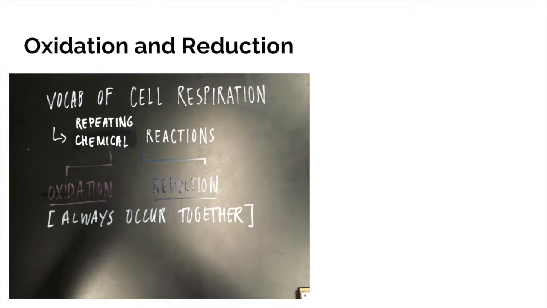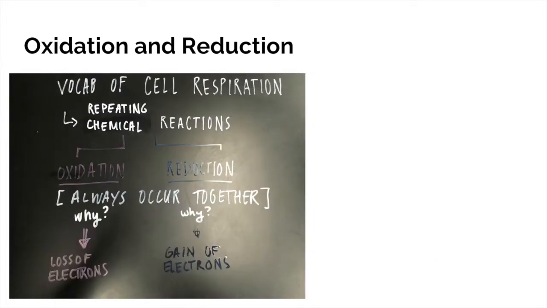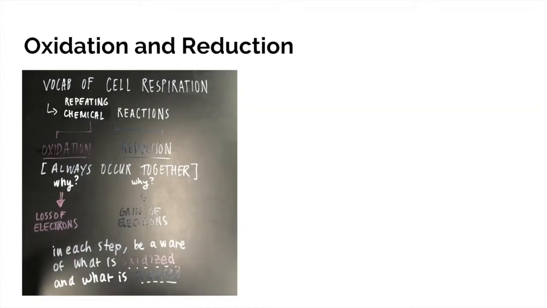These always occur together because they are opposites, right? So if one molecule is gaining an electron, the other one is losing it, and vice versa. Why? Because they're complementary processes. One is the loss and one is the gain of electrons. So for the remainder of this video, you need to keep in mind, in each step, what is being oxidized and what is being reduced, because with one comes the other.